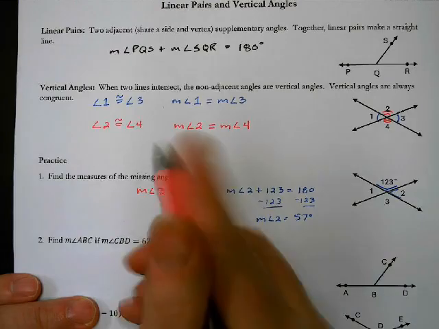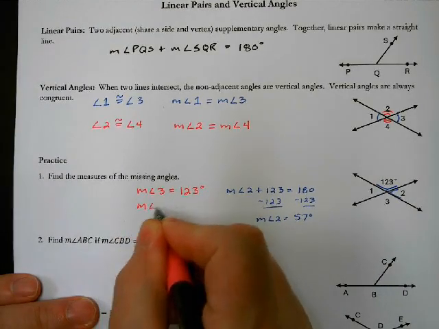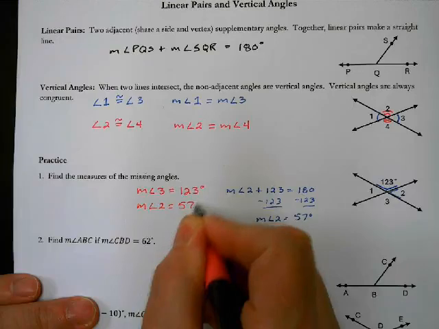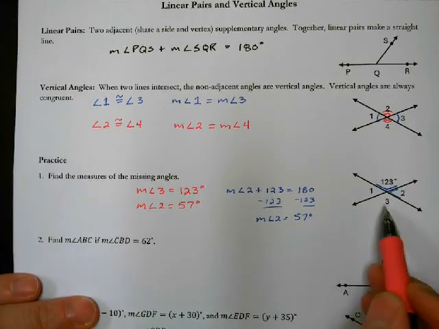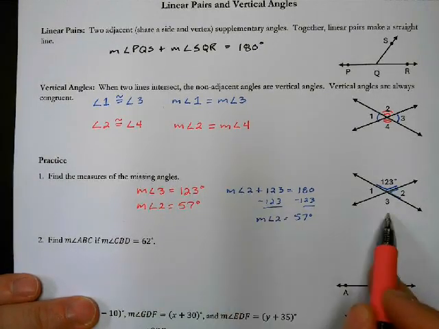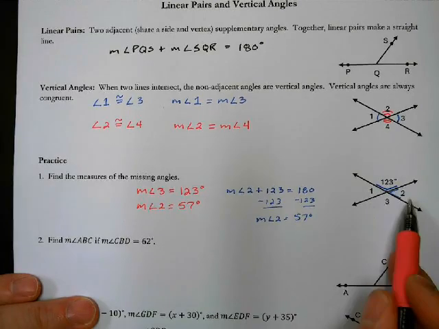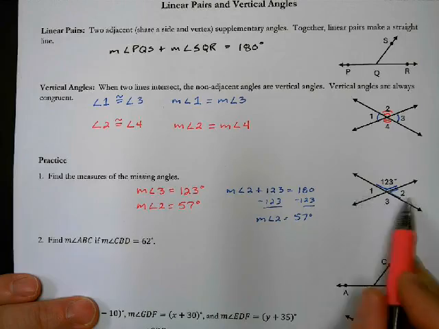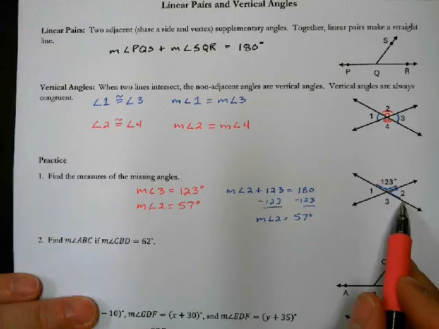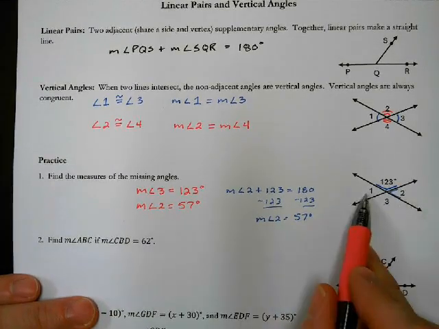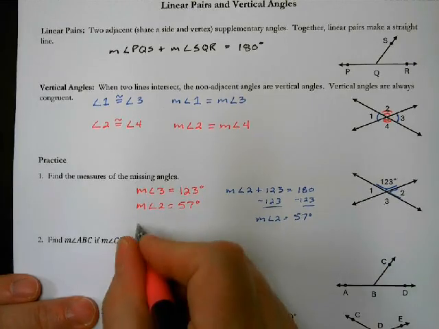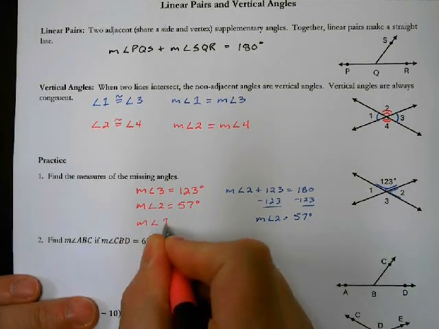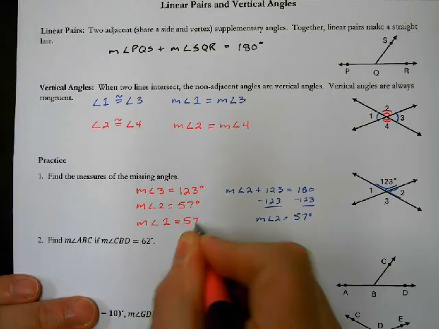So now I know that the measurement of angle 2 is 57. So this angle was 123. This angle from linear pairs is 57. Now we can say that angle 1 and angle 2 are exactly the same. Those two angles are vertical angles. So if angle 2 is 57, angle 1 is also 57. So the measurement of angle 1 equals 57 degrees.